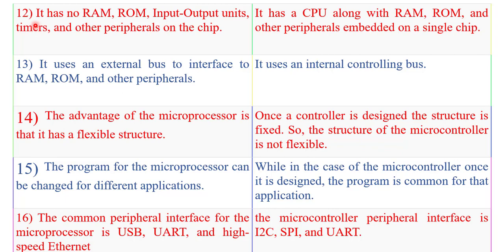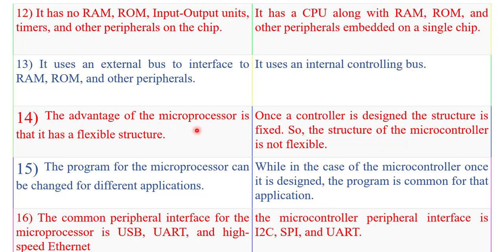Next, a microprocessor has no ROM, RAM, input output unit, timer, counter, or other peripheral embedded on a chip. All the peripherals are used separately with a microprocessor. But in case of a microcontroller, the CPU, RAM, ROM, and other peripherals required to perform a specific task are on a single chip. Next, a microprocessor uses an external bus to interface RAM, ROM, and other peripherals, whereas a microcontroller uses an internal controlling bus to communicate with other peripherals and the CPU.